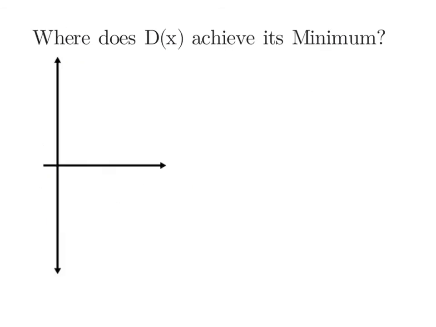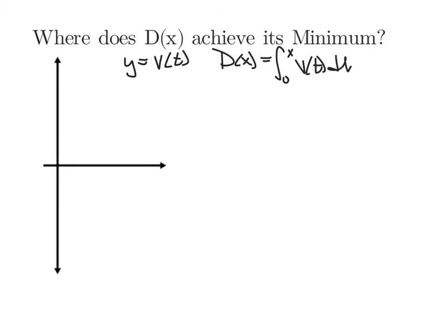If we want to find where d of x achieves its minimum, we don't graph d of x. What we want to do is actually graph the velocity function, because d of x was the integral of that velocity function. Okay? And our velocity function was 3t squared minus 2t. That means it's a parabola that opens up. It has a 0 at 0 and another one at 2/3. So the graph is going to look like this, where that one's at 0 and that one's at 2/3.